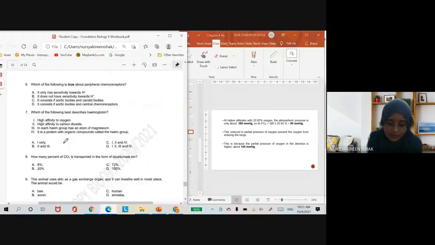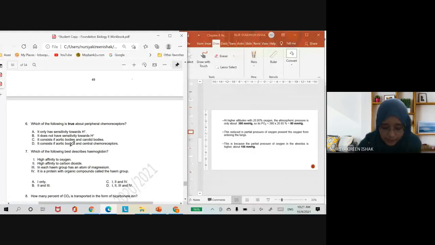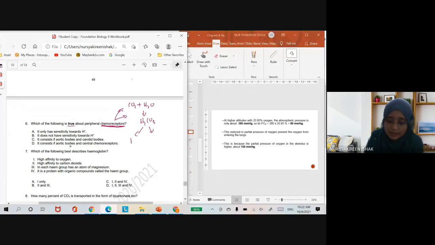Question 6: which of the following is true about peripheral chemoreceptors? Chemoreceptors detect changes in order to regulate your breathing, whether to breathe more heavily or normally. If your body cells produce more carbon dioxide, they respire more. This produces more carbon dioxide, which reacts with water to produce carbonic acid, H2CO3, and this dissociates into bicarbonate ion, HCO3 minus, plus H plus.